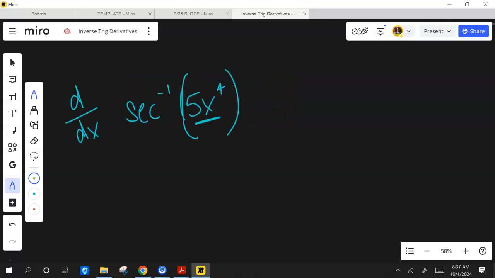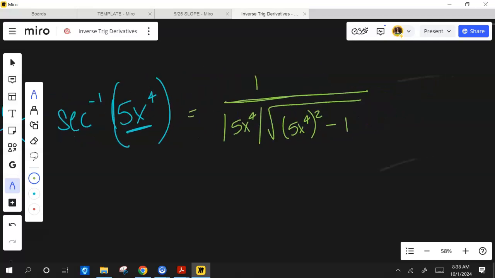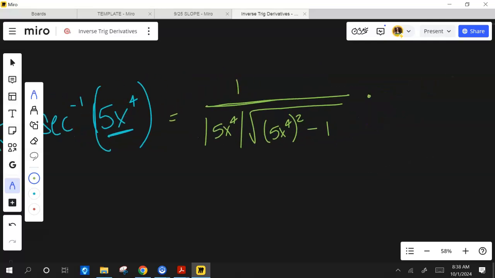So I know the derivative of secant inverse is 1 over absolute value. It's not x anymore. What is it? 5x to the 4th times the square root of 5x to the 4th to the 2nd minus 1. And now all I have to do is follow this up with a chain. 20x cubed. Where'd you get 20x cubed? Chain. That's the power rule. It's just the derivative of 5x to the 4th, right? Working my way from outside in.